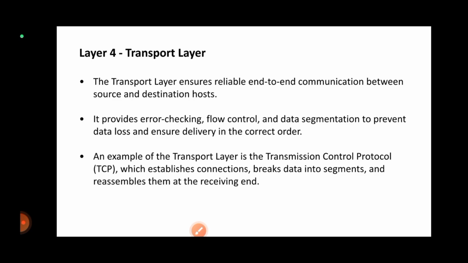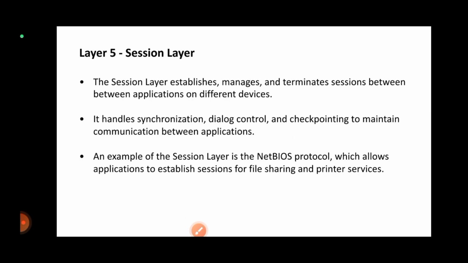Fourth one is the transport layer. The transport layer ensures reliable end-to-end connections between a source and destination host. It provides error checking, flow control and data segmentation to prevent data loss and ensure delivery in the correct order. An example of the transport layer is the Transmission Control Protocol, which establishes the connection, breaks the data into segments and reassembles them at the receiving end.